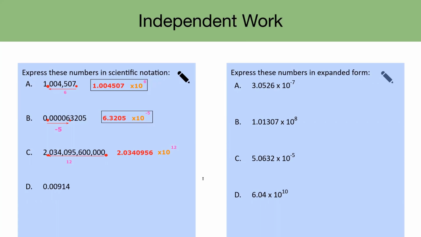So our new scientific notation would be displayed as follows. It would be 2.0340956 times 10 to the 12th power, meaning that if we re-expanded this out, we would move the decimal place in our scientific notation to the right 12 times. That would put these 5 zeros back into our number.